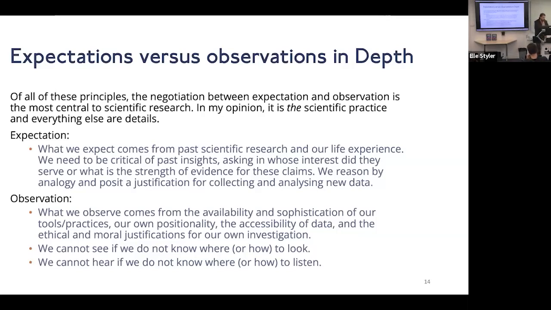Now, we need to be critical of past insights. We need to ask, in whose interest did they serve? Or what is the strength of evidence for those claims? We need to be judicious. We need to consider whether what we expect should come from the past literature. And in this case, we often reason by analogy, and we posit a justification for collecting and analyzing new data. Analogy is an underappreciated aspect of reasoning here, because we have to reason to some extent by analogy because we're looking at somewhere else.